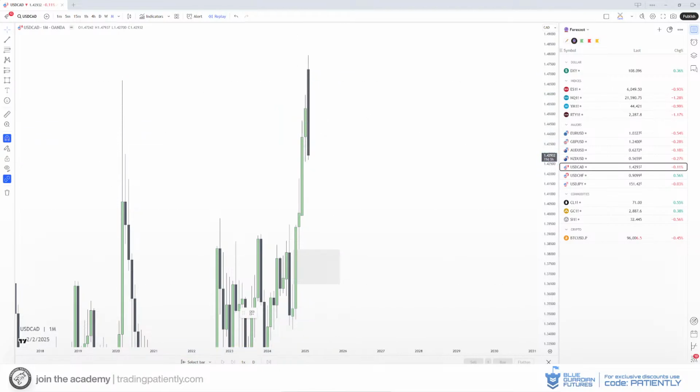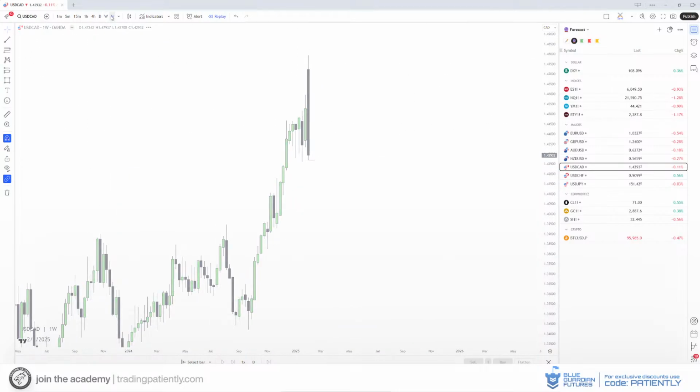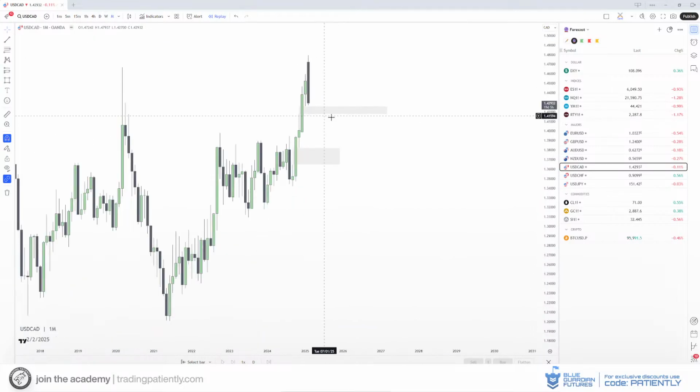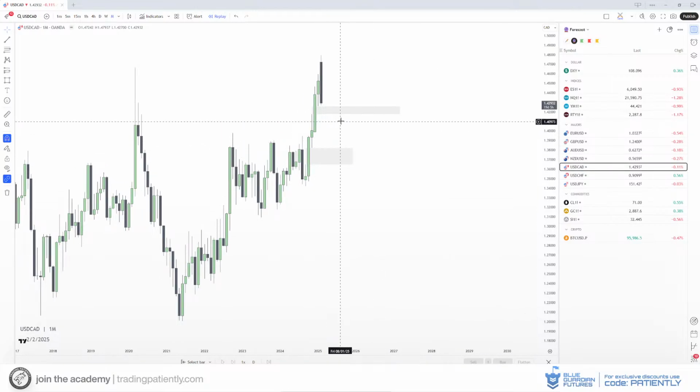Canadian dollar, shout out to Joe, man. Monthly BISI. USD Canadian dollar here, right? So this is going to trade in alignment with dollar. If we get lower dollar, we're going to see lower USD CAD ideally, right?